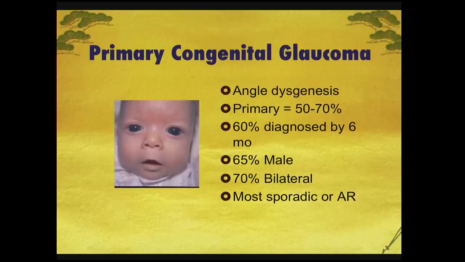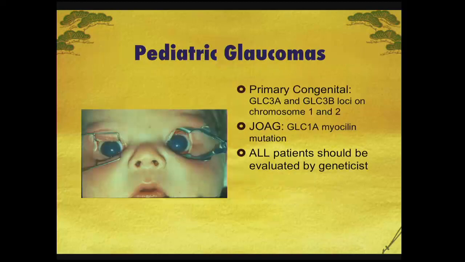Okay, so the next section is on pediatric glaucomas. These are due to an angle dysgenesis, so the angle has not developed normally. It's primary in about 2/3 of patients. Really remember 2/3: 2/3 are diagnosed by 6 months, 2/3 are in males, and 2/3 are bilateral. Most are sporadic or autosomal recessive. We went over these genes already. One point, though, is that all patients with pediatric glaucoma should be evaluated by a geneticist.